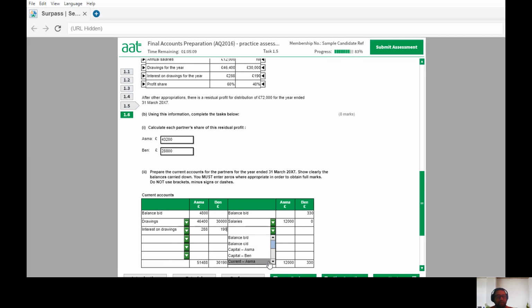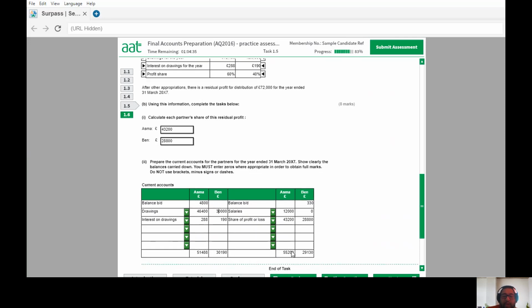Then also remember there is a share of profit. So what we're going to do, we're going to say share of profit and loss. The share of profit and loss, they have 43,200 here, and then this one is going to be 28,800. So what do you now notice in this one? This will go against whatever is here. This amount will definitely increase the current account, and this one will reduce their current account.